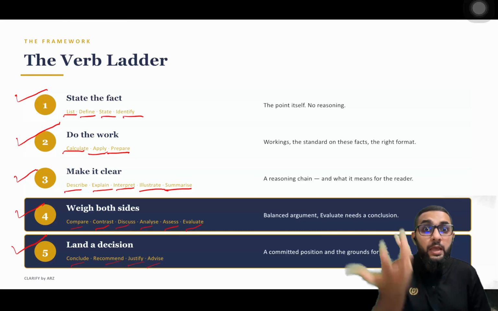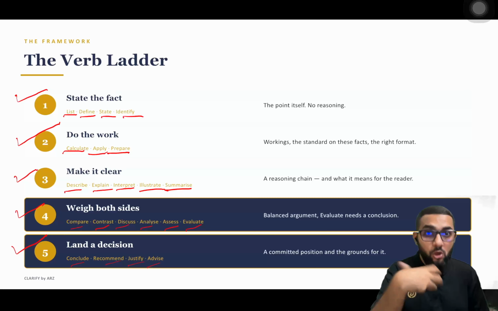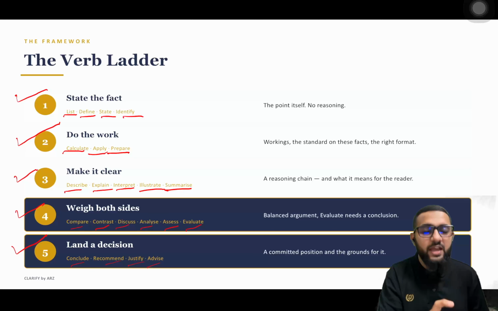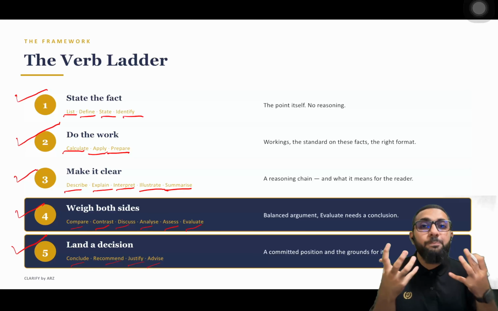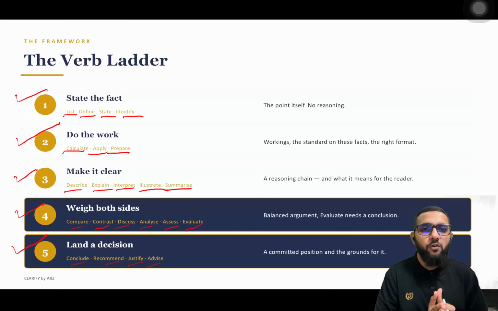When you're supposed to conclude, bring a conclusion. Recommend, give your recommendation. Justify, bring your justification. And advise, meaning you have to bring your opinion out there. Okay, those are the 5 steps of the ladder, the verb ladder in SBR.